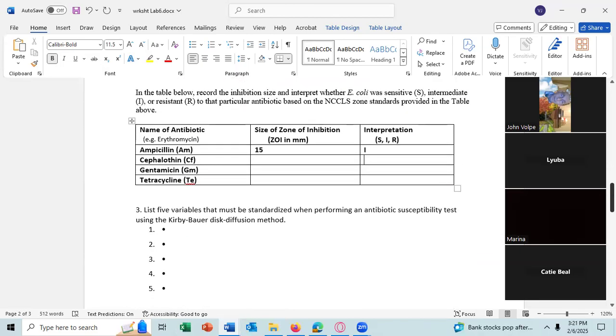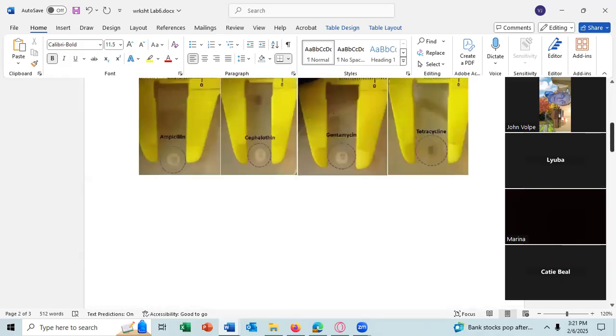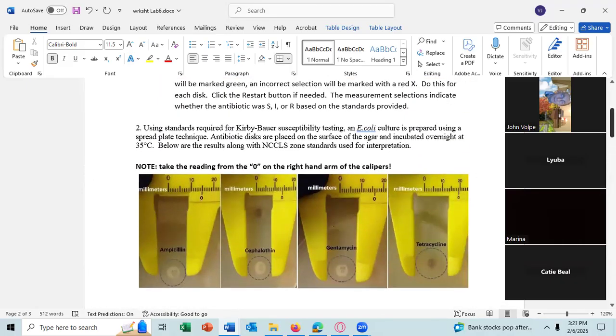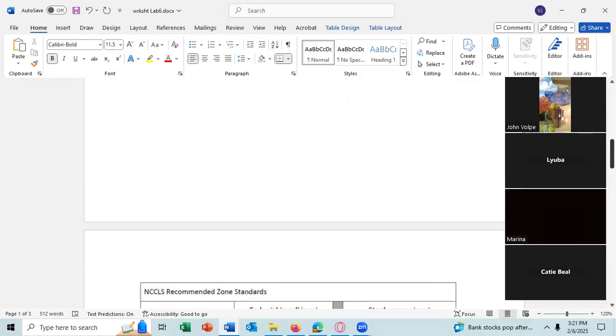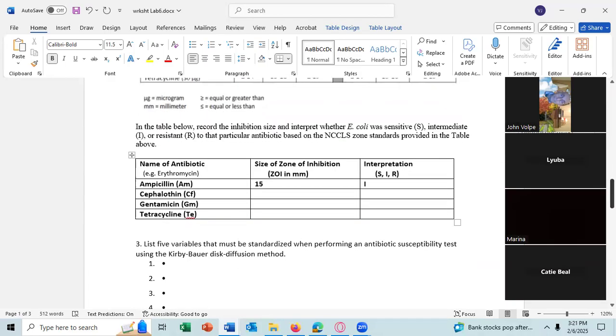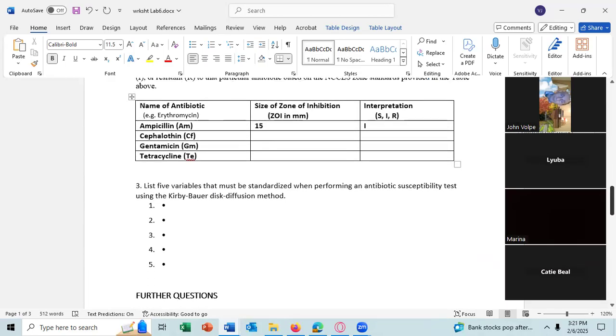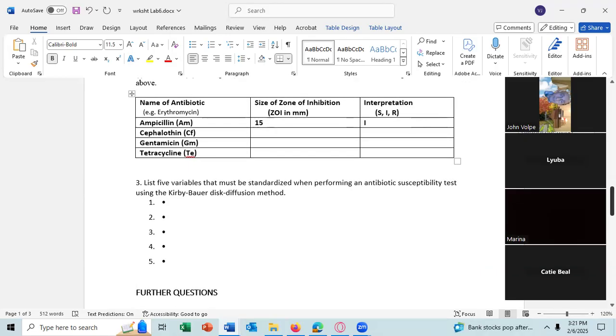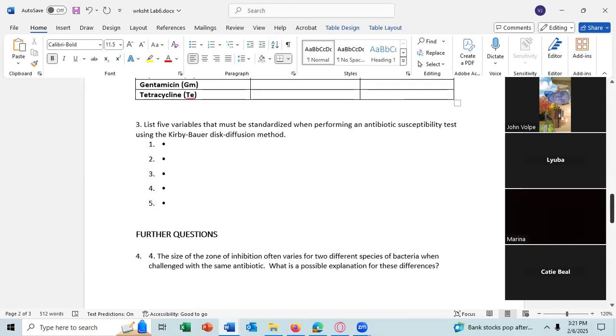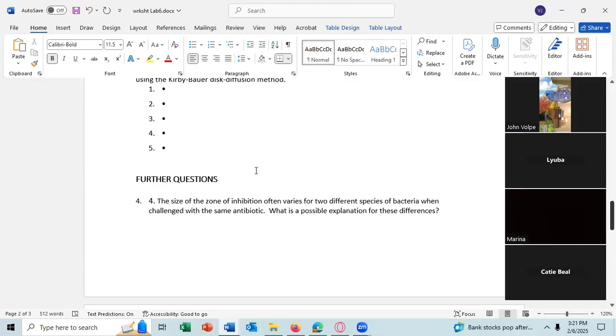All right. That's question 2, by the way. Question 3. List 5 variables that must be standardized when performing an antibiotic susceptibility test using the Kirby-Bauer diffusion method. You can get the variables in the lab module. If you remember, we had a table listing more than 5, actually.